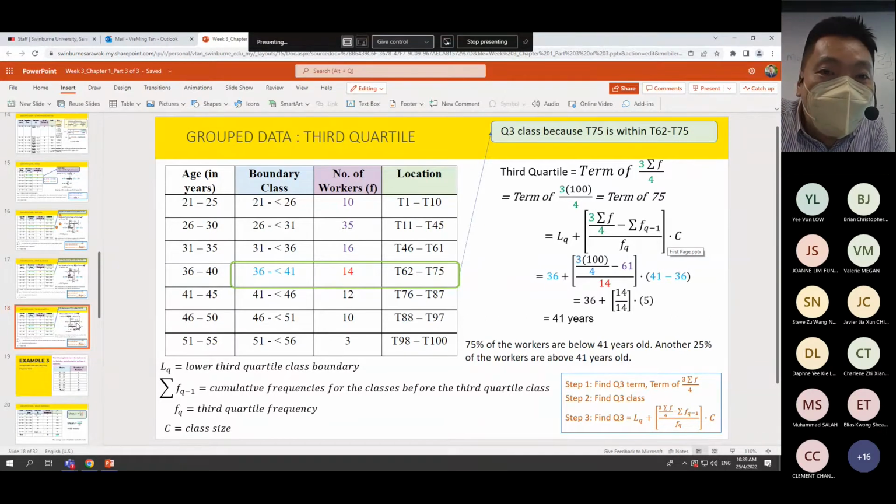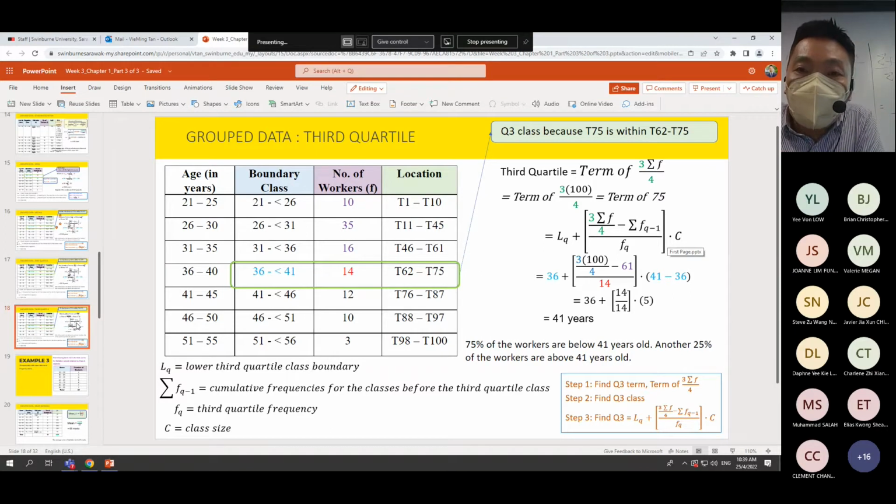It's at the end of class number 4, so it's still considered as class 4. T75 is within this range, at the end, so your answer should be about 40 point something. We know that the Q3 value is within this range, but what is the exact Q3 value? We have to use the formula now.